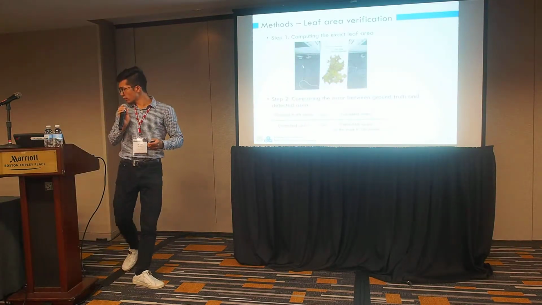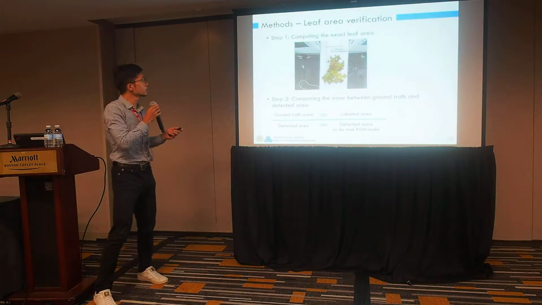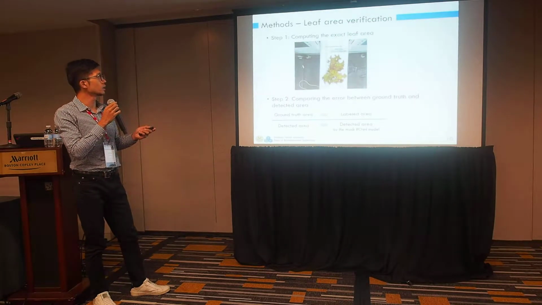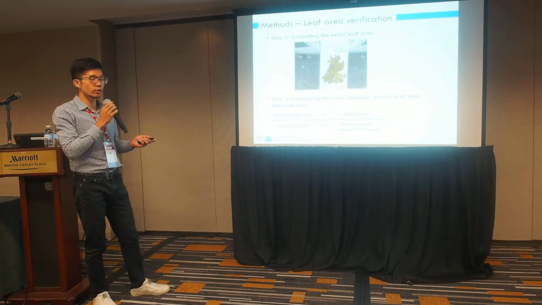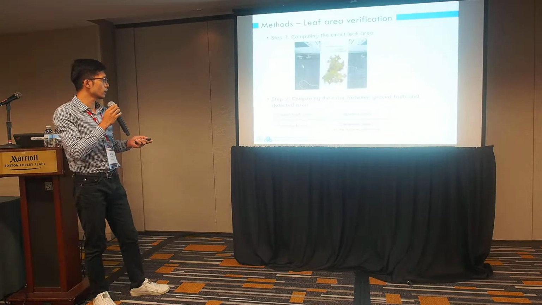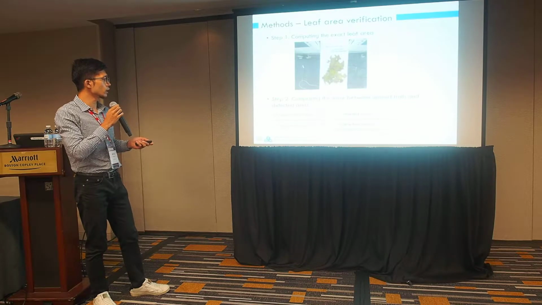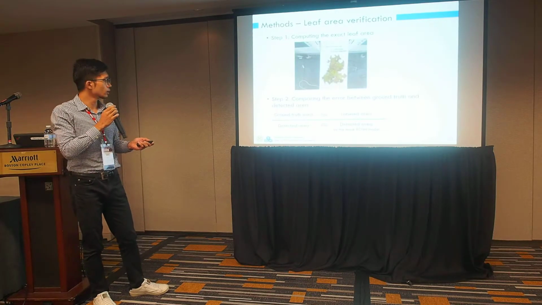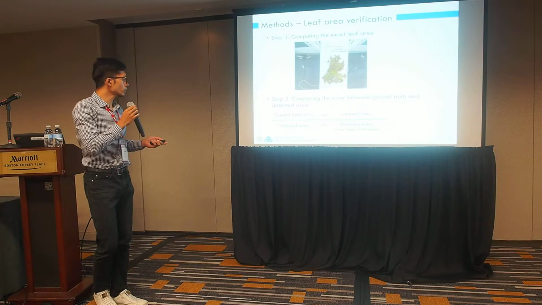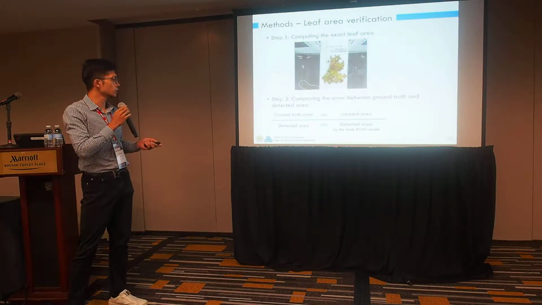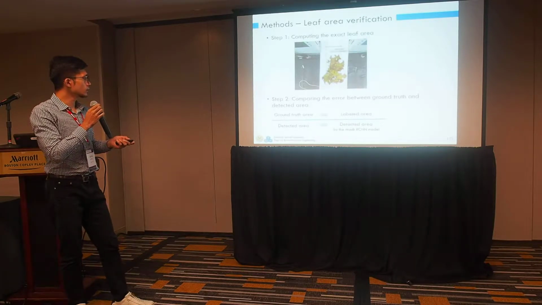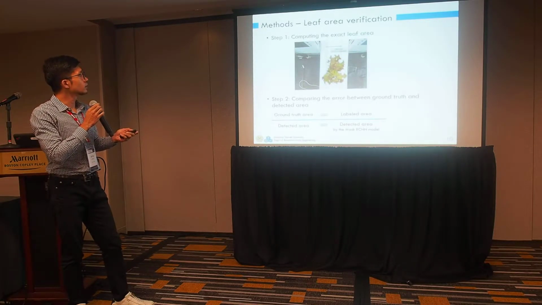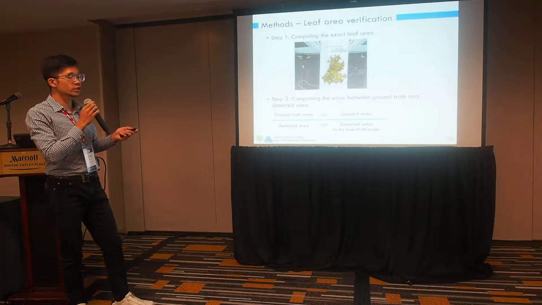So in my method, step 1, I'm going to compute the exact leaf area. And step 2, I'm going to compare the error between the ground truth and detected area. For the ground truth, I use the labeled area as my ground truth area. And the detected area is the result of the Mask RCNN model. The exact area is based on the diameter of this PVC tube, which is 10 centimeters in diameter.